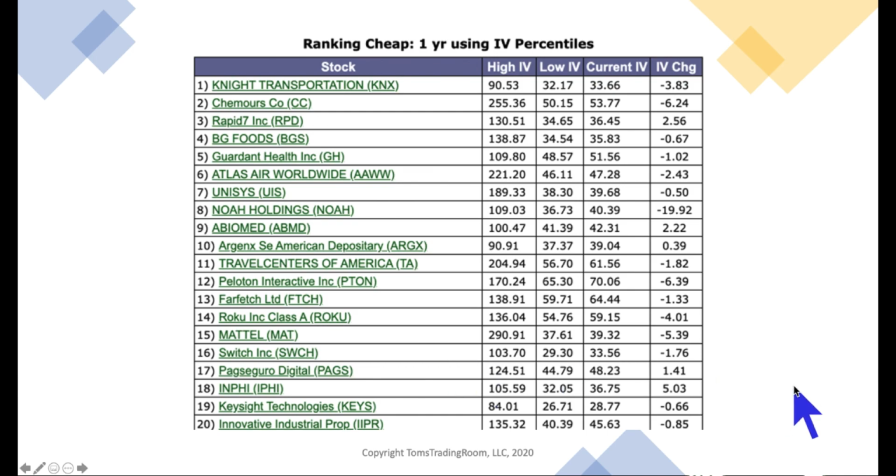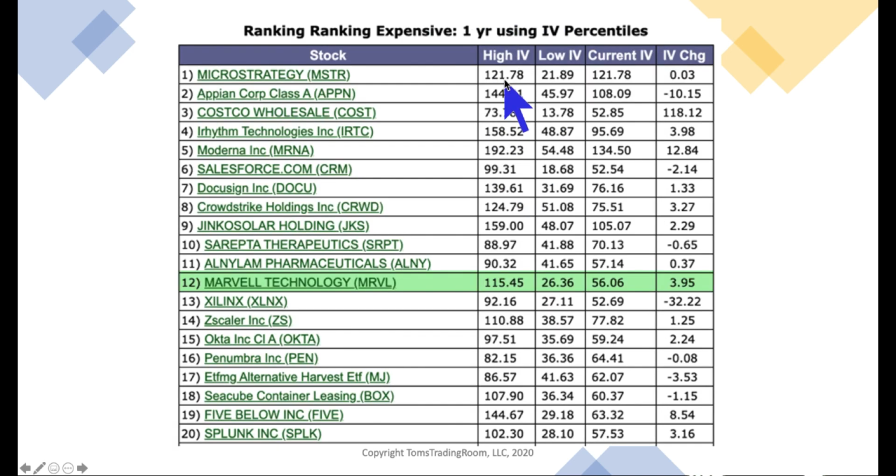Now, let's take a look at the most expensive options, the ones that are closer to the higher side. And for that, I've got to turn around and look at our expensive over the last year using IV percentiles. This just switches the strategy up, and it shows you how far off the highs we are. So MicroStrategy, number one. 121 IV on the high side, 21 on the low, and 121 currently. So it is only 0.3% away from its yearly high.